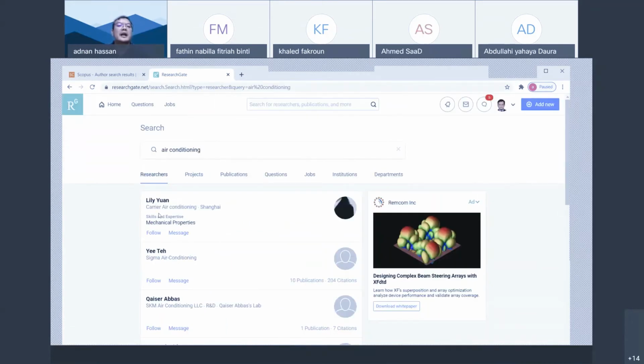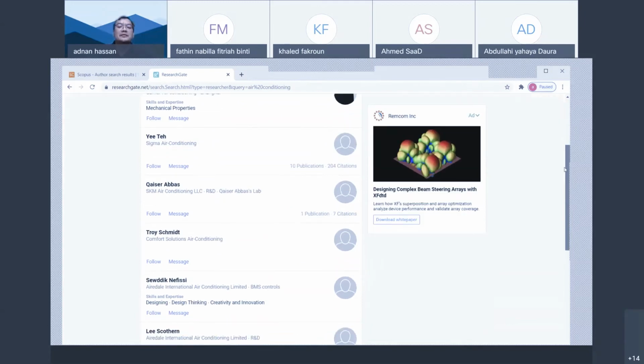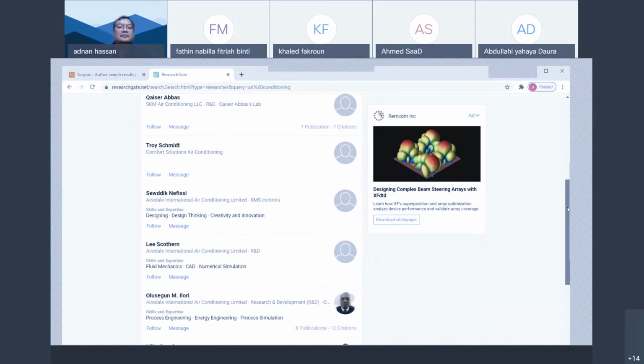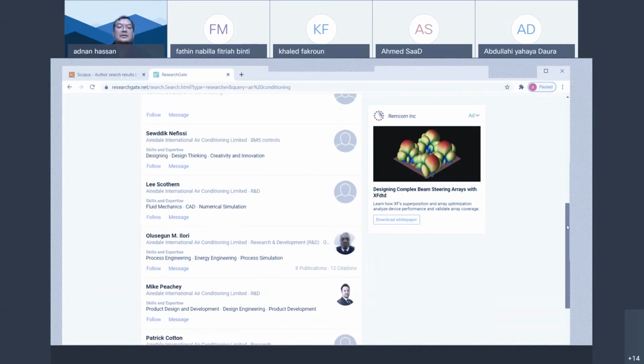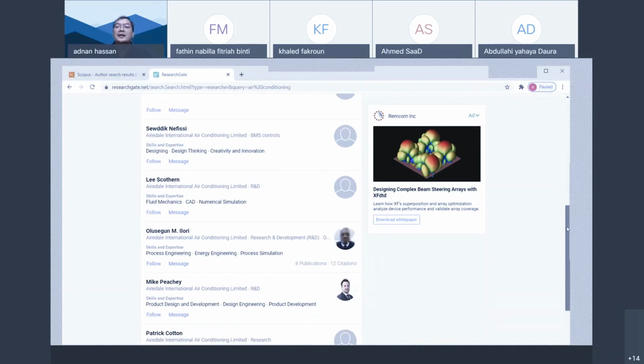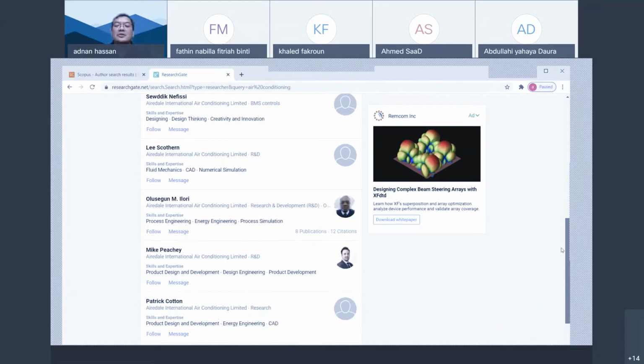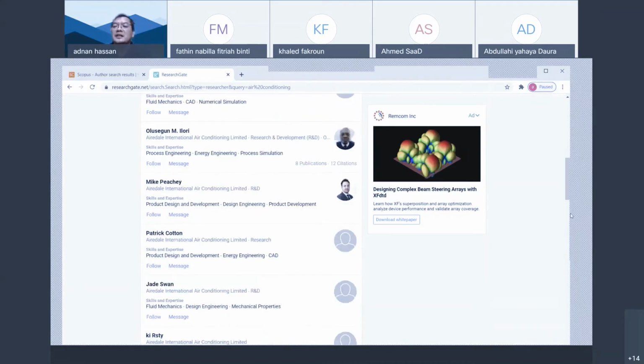Search in this area, air conditioning. So they show who are doing the research. You can find and try to communicate with these people. Maybe they can help you. When my student did this last time, he got many connections through ResearchGate, contacted the researchers, and got some suggestions from them.